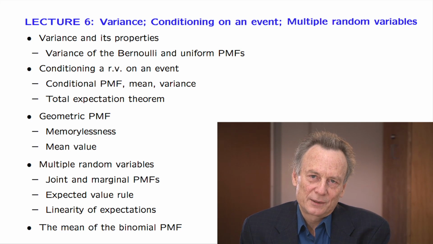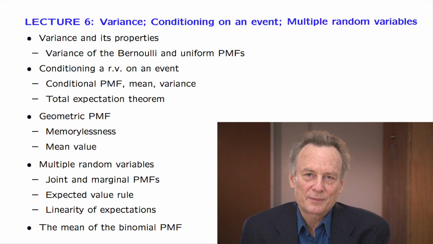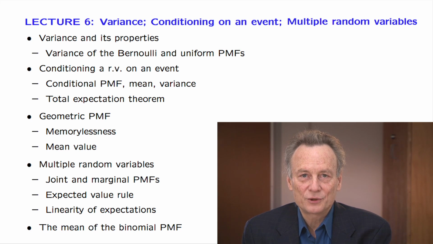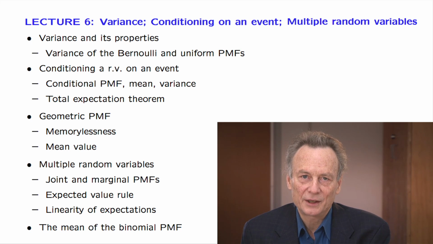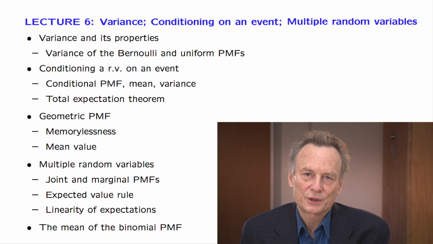In the last part, we show how to describe probabilistically the relation between multiple random variables. This is done through a so-called joint probability mass function. We take the occasion to generalize the expected value rule and establish a further linearity property of expectations. We finally illustrate the power of these tools through the calculation of the expected value of a binomial random variable.